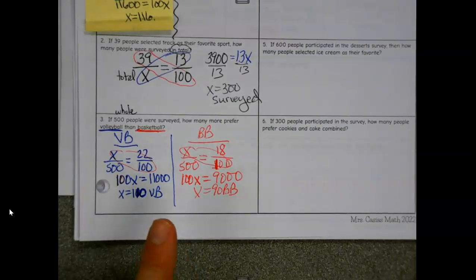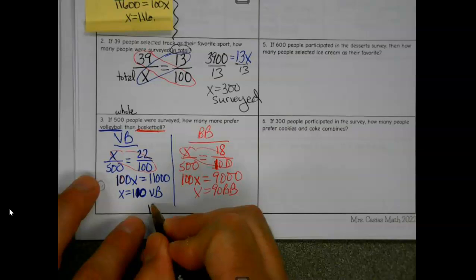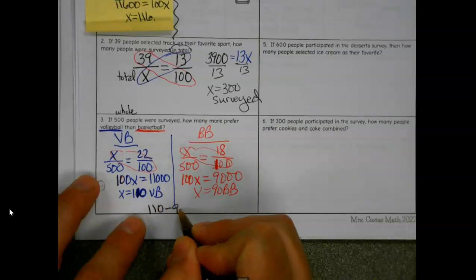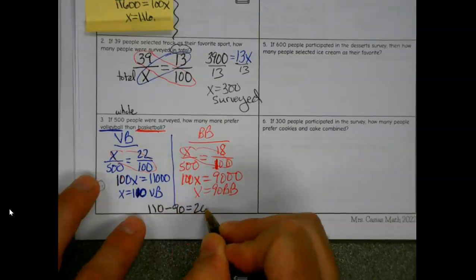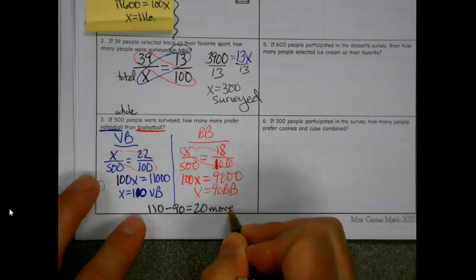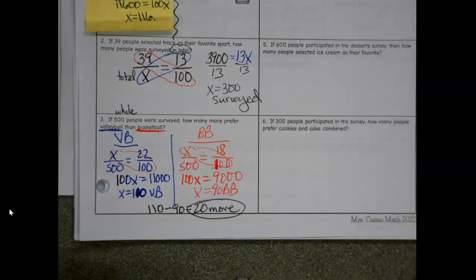But again, the question is how many more prefer volleyball? So 110 minus 90 would be 20 extras.